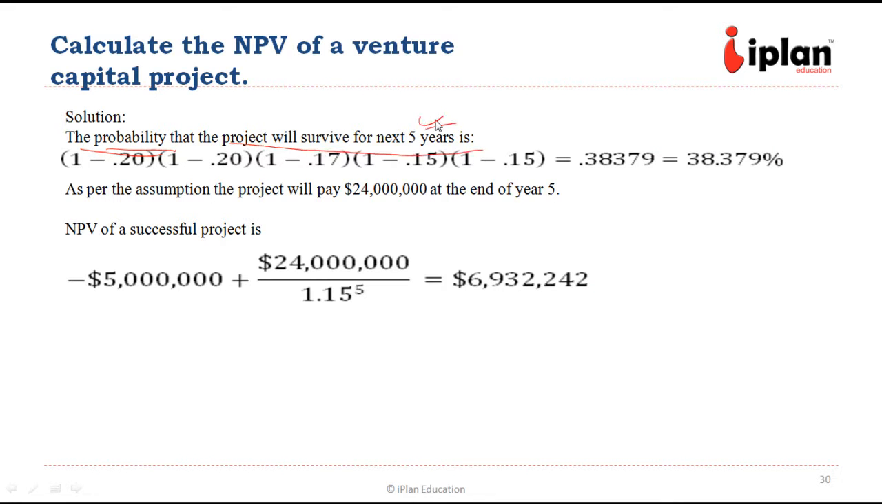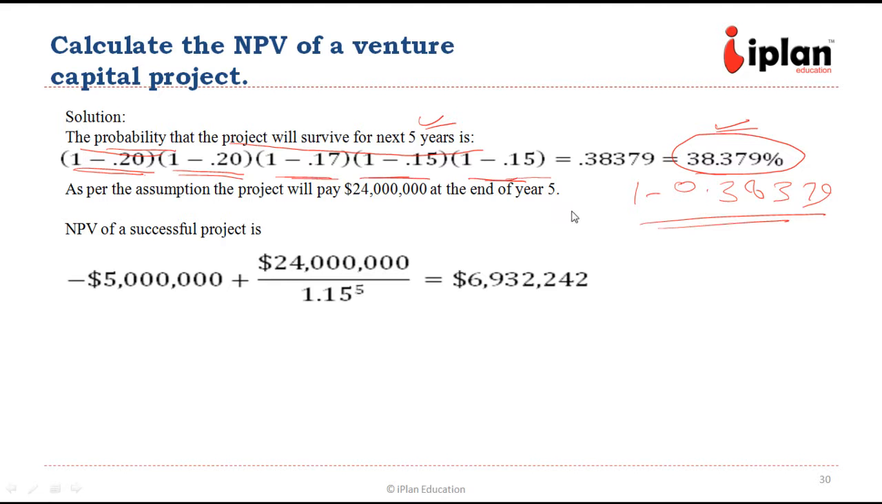So we need to find out that the company survives in the first year, then it survives in the second year, third year, fourth year, and fifth year. So if the company survives all throughout the period, the probability is 38.379%. So that is 1 minus 0.38379. This is the probability that the company will fail, or the project will fail, in these 5 years. So we need to find out the NPV in both the cases.